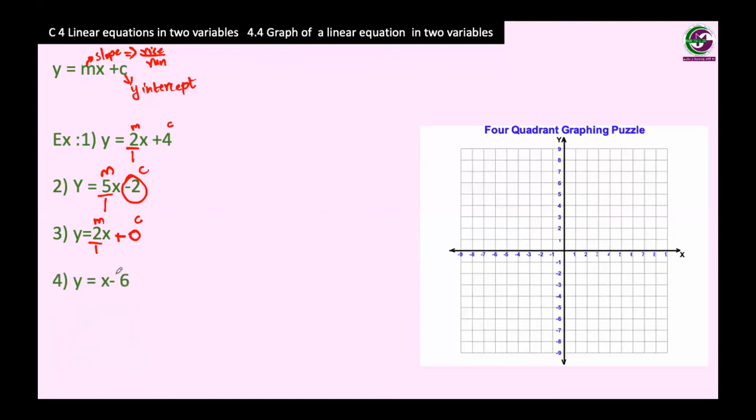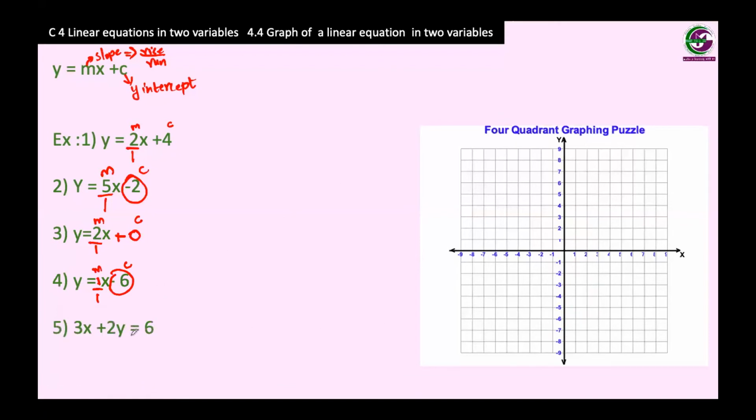Here, c is negative 6, no problem, but there is no fraction, so we can write 1 over 1 as m. So start from negative 6 on the y-axis. Then 1 step up, 1 step forward. 1 step up, 1 step forward. And that's your line. Perfect. Let us see another example.